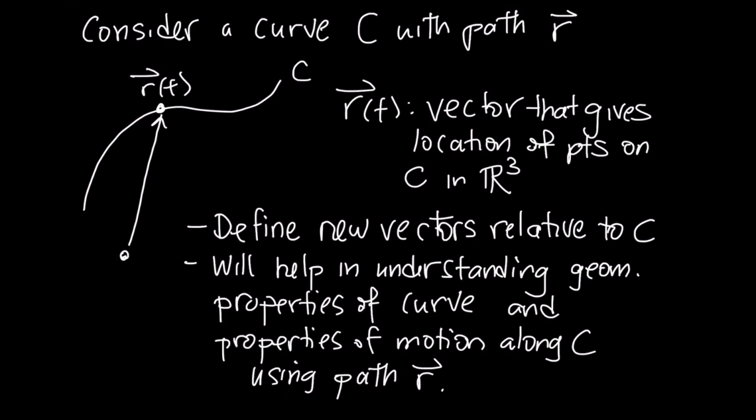Consider a curve in R3 that has a path. A path is a mathematical function that gives you a vector locating each point on the curve. Now, what we're going to do here is define some new vectors that are relative to points on C. These vectors are going to help us understand geometric properties of the curve, and they're also going to help us understand properties of motion when following the path along the curve.